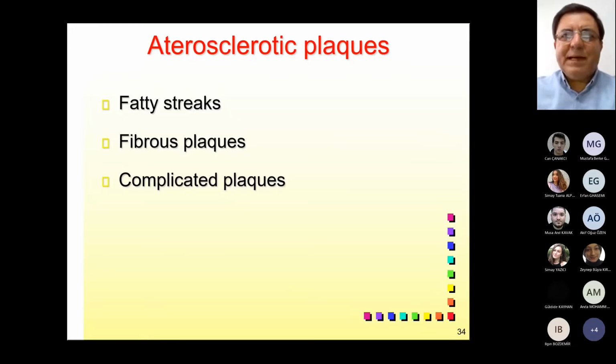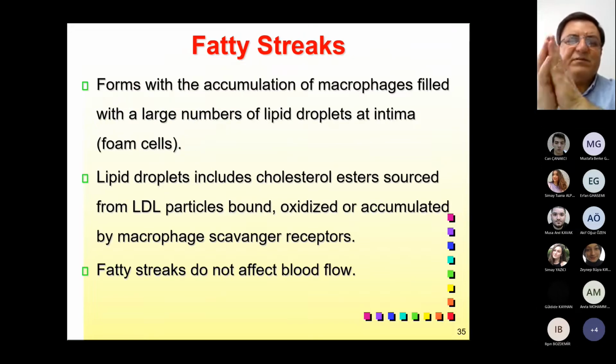And atherosclerotic plaques are generally explained in three types: the fatty streaks, the fibrous plaques, and the complicated plaques. In the fatty streaks, it is formed by means of the accumulation of macrophages, and these macrophages are filled with a large number of lipid droplets at the intima, and these are the foam cells. And the lipid droplets include cholesterol esters, and it is coming from the LDL particles.